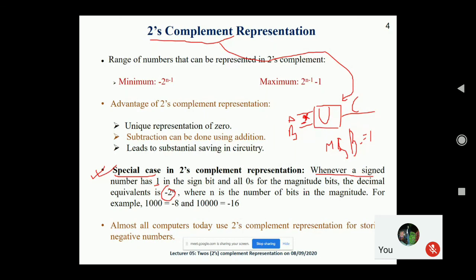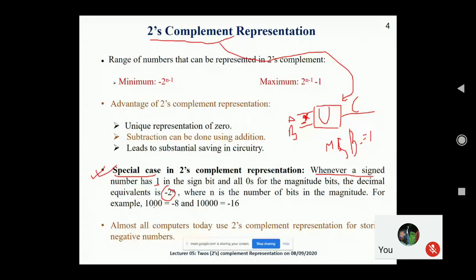Now see here, we are taking one example. n is the number of bits. Here n represents the number of bits in the magnitude. The sign plus magnitude together are called the magnitude in the general sense, that means all are the magnitude.